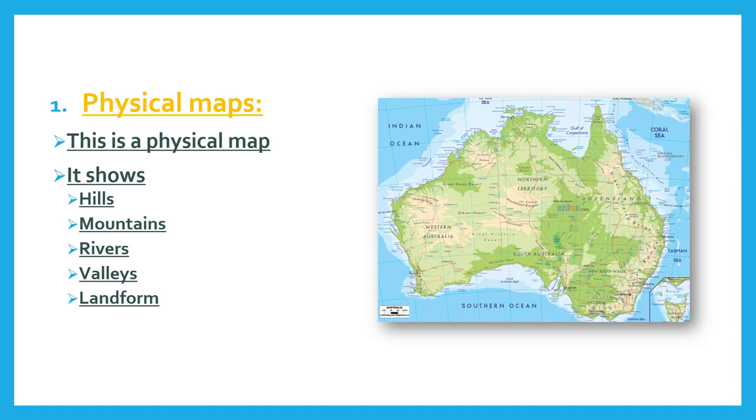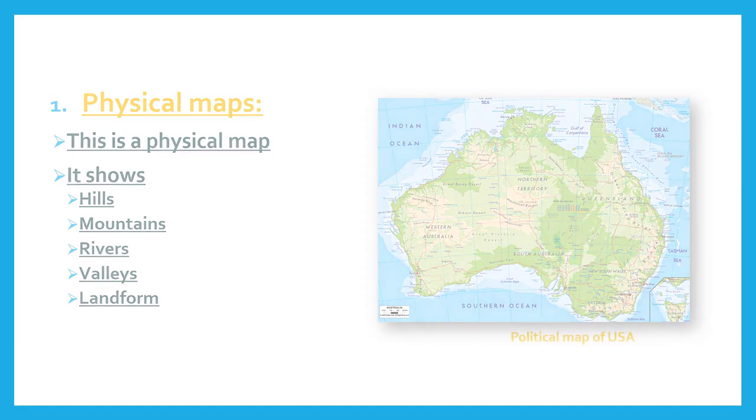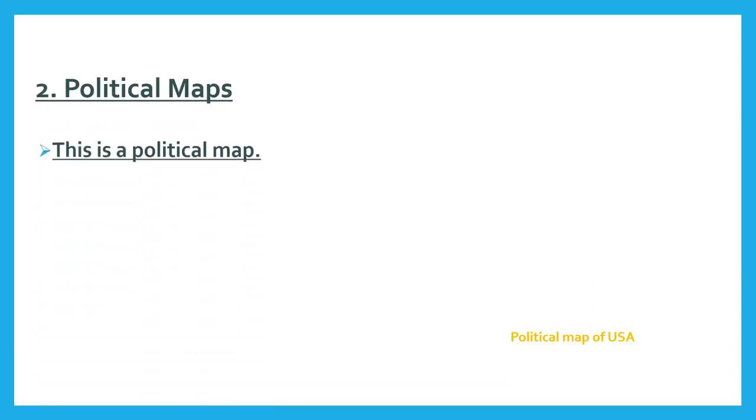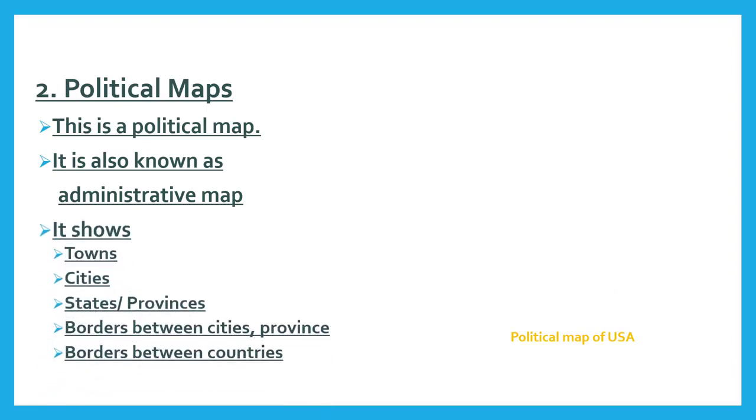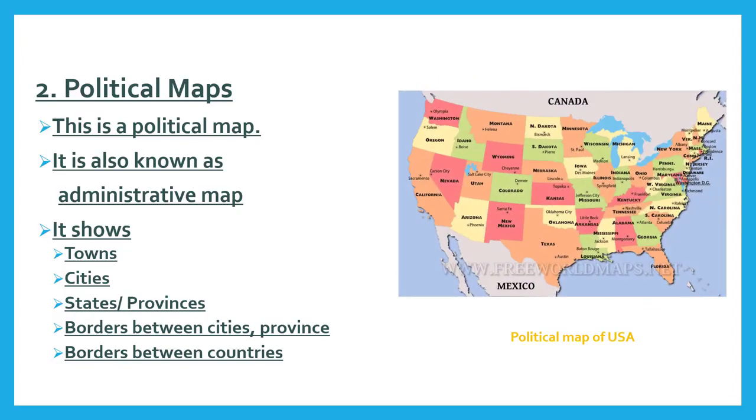Dear students, the next very important kind of map is political maps, also known as administrative maps. It shows towns, cities, states or provinces, borders between cities, provinces, and borders between countries.